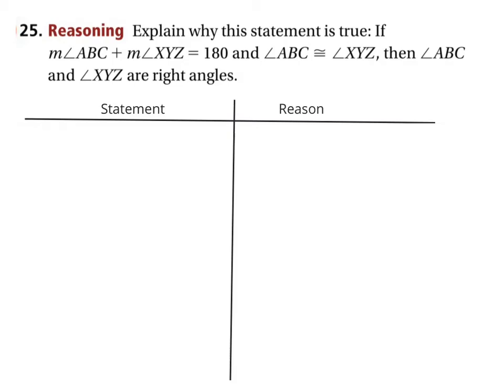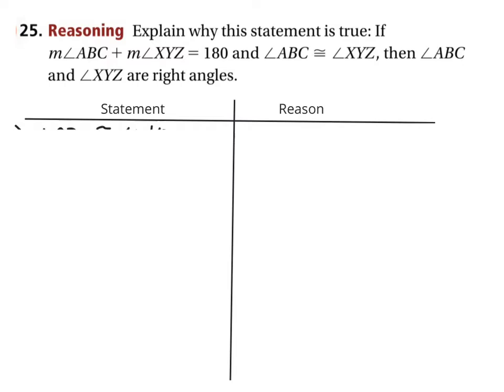Okay, we're asked to explain why this statement is true. If the measure of angle ABC plus the measure of angle XYZ equals 180 and angle ABC is congruent to angle XYZ, then angle ABC and angle XYZ are right angles. I've chosen to do this as a two-column proof.